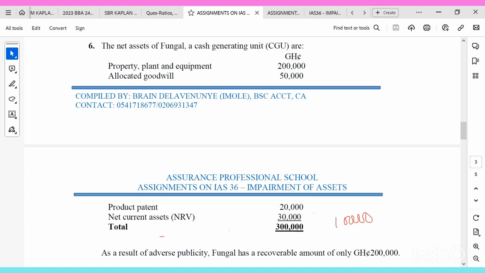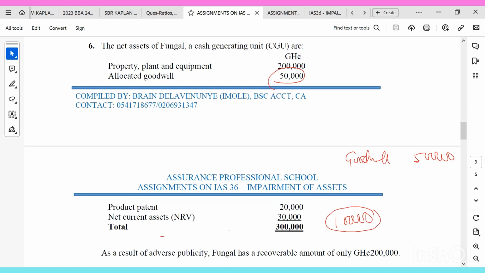So what will be the first thing? Physically damaged asset. We have none. So the first thing that we'll take is goodwill. Goodwill will take what? 50,000. Goodwill will take the 50,000. So it will be remaining what? 50,000, isn't it?